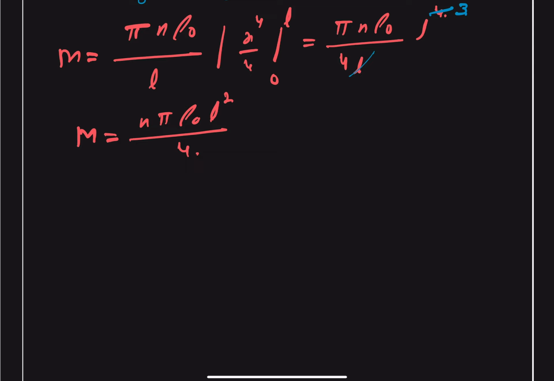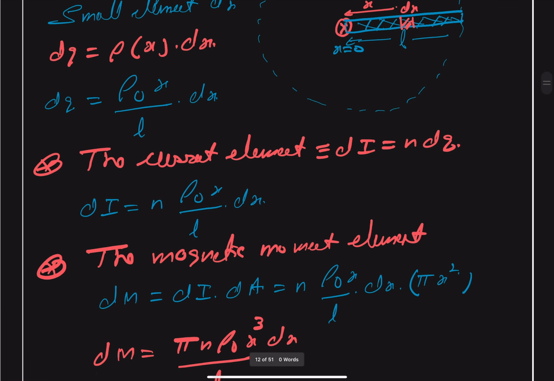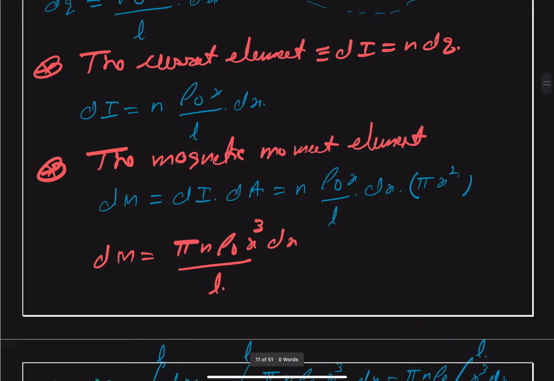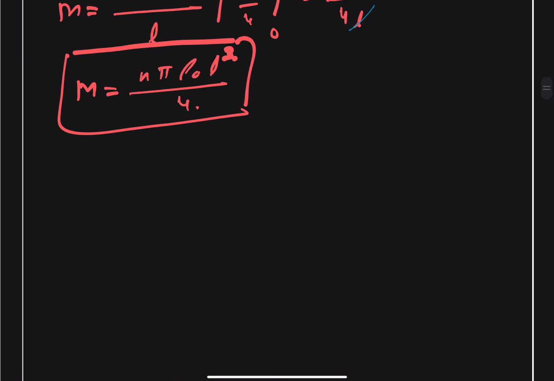This is cube. So this is our required magnetic moment, and the correct option is pi by 4, option number D. Option D is correct.